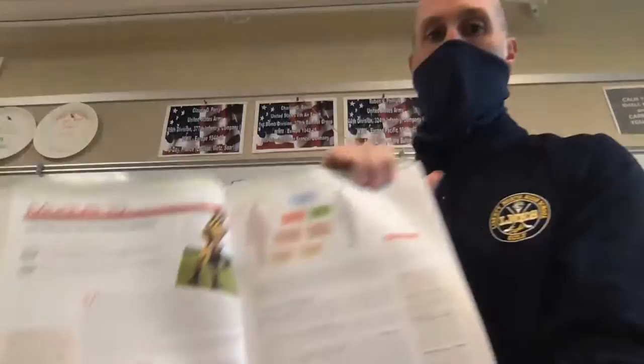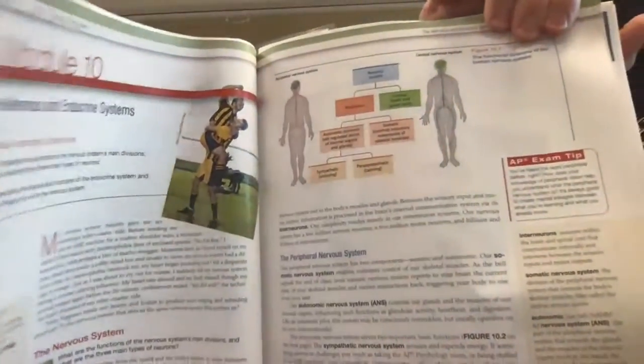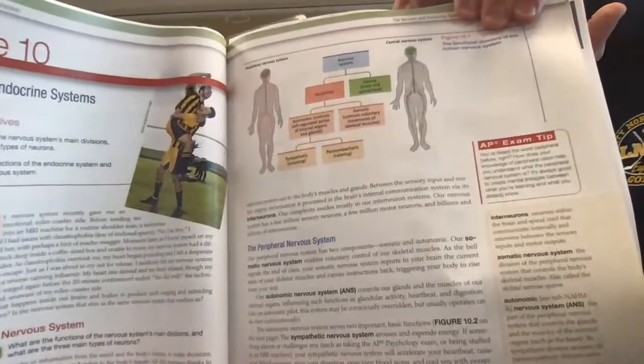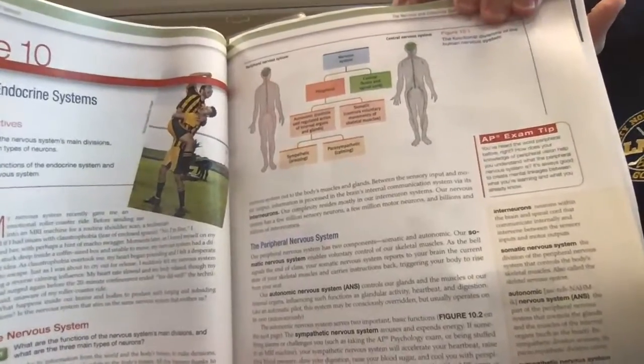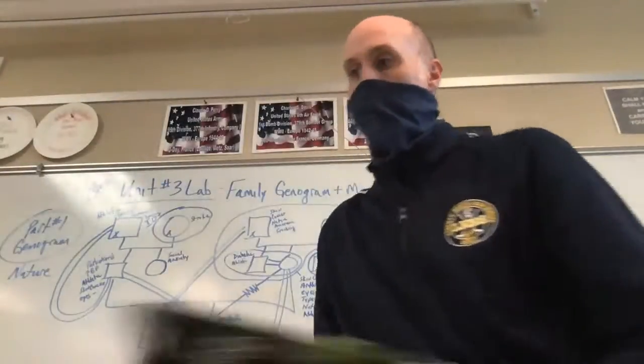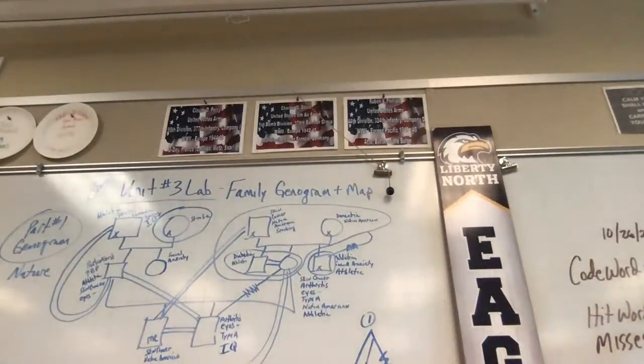Okay, and then on page 87, the one thing I would add to the picture on page 87 is the information I have up here on the difference between the autonomic and somatic, peripheral and central nervous system, because I just think it helps.